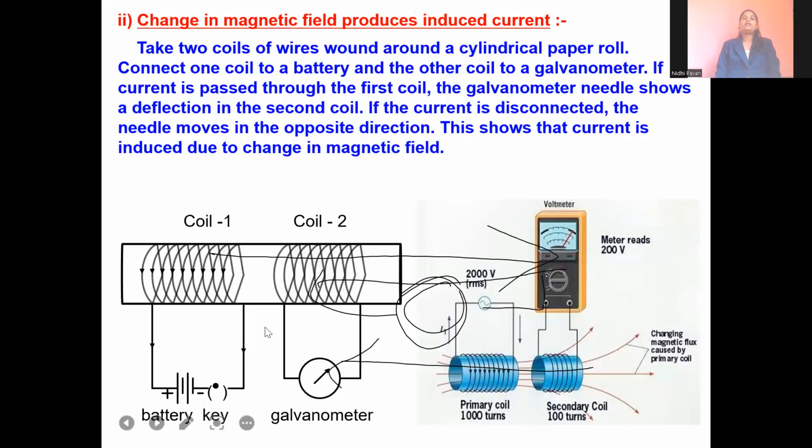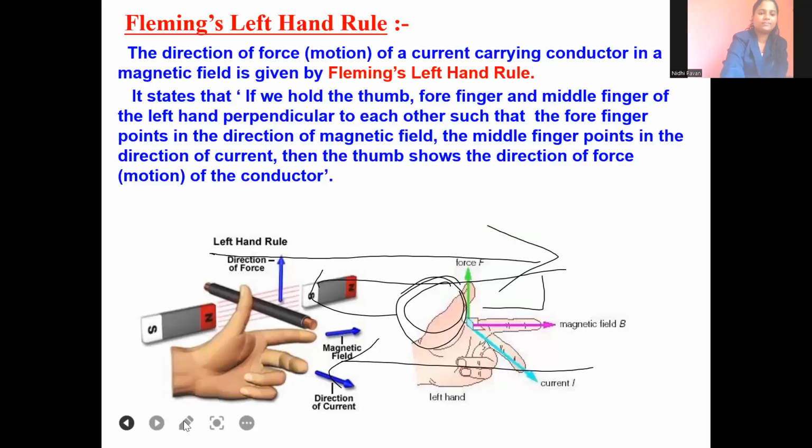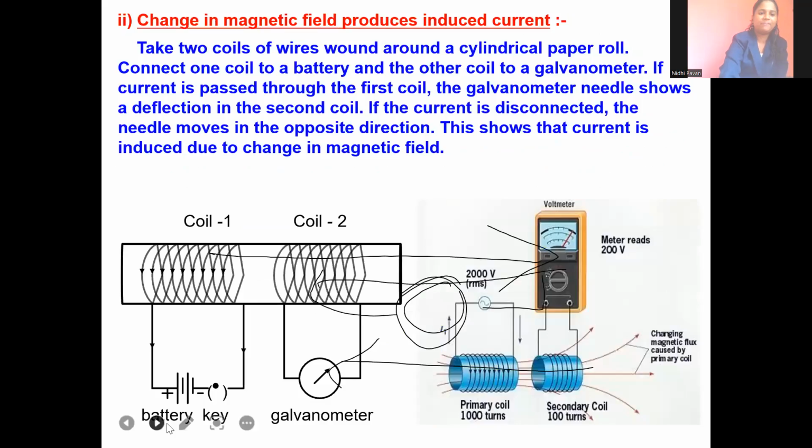The next one is that a change in the magnetic field produces induced current. There should be a change in the magnetic field. For that, we are going to consider two coils of wire. Two coils of wire are taken and wound around a circular paper roll. This is one coil, and this is the other coil. Both coils are wound around the paper roll.